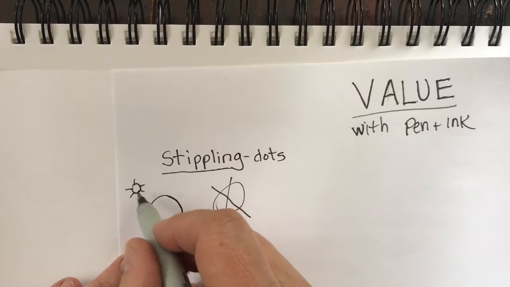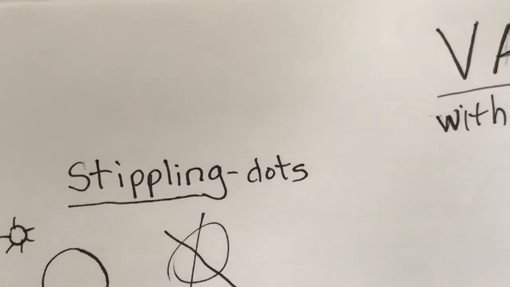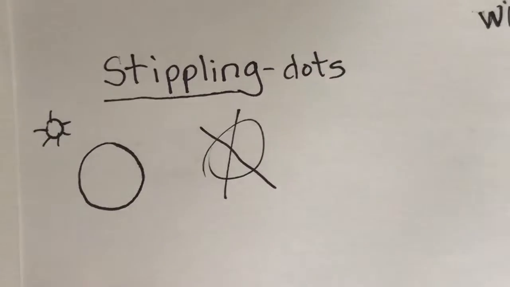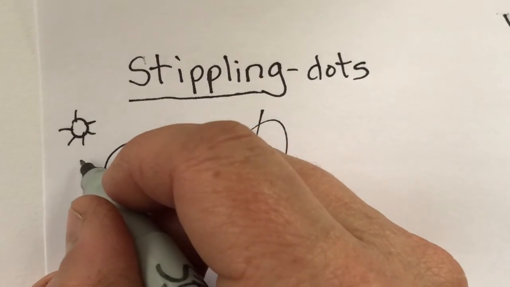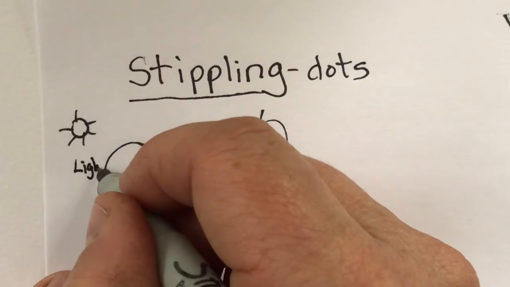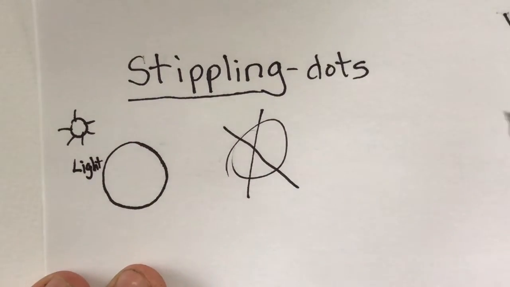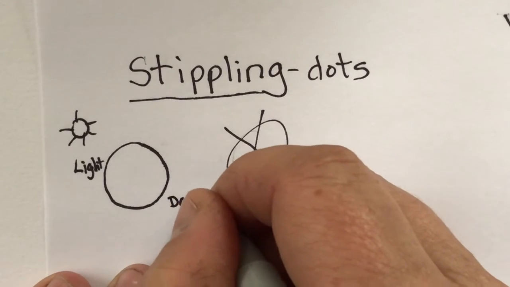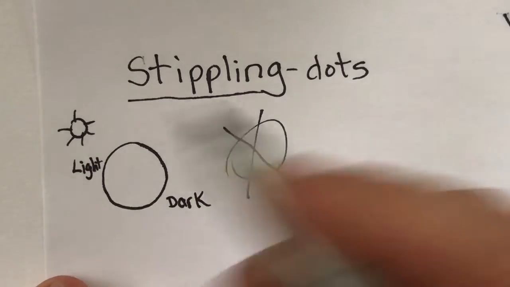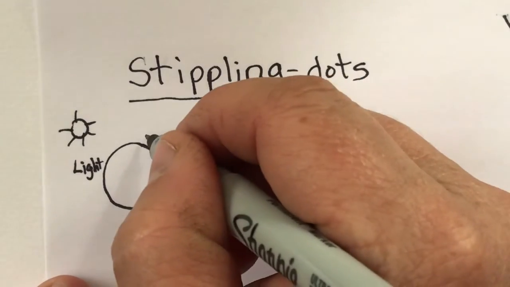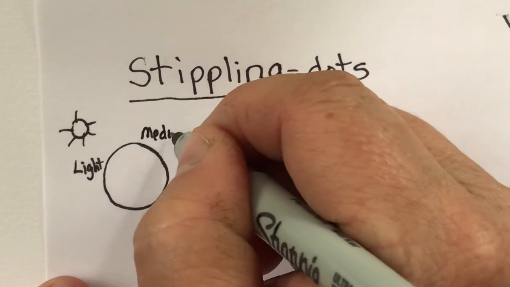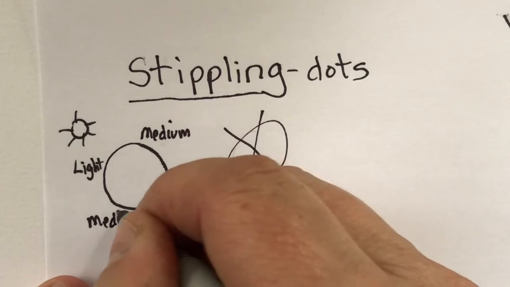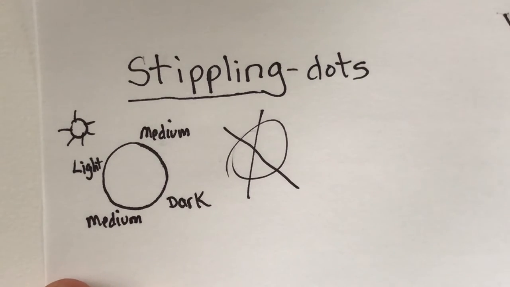So because my light source is here on the upper left, we know that this is where it's going to be lightest. We can just put an L there if you want, or write the word light, just to remind yourself. Opposite of light is dark. And then here in the middle, we are going to have medium. Okay, so label your sphere like this.